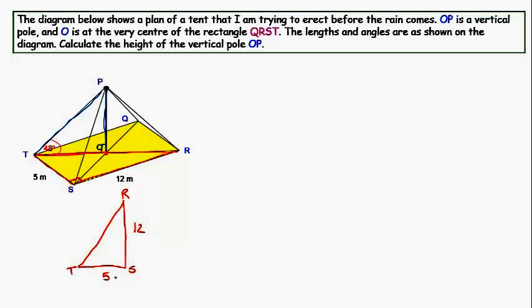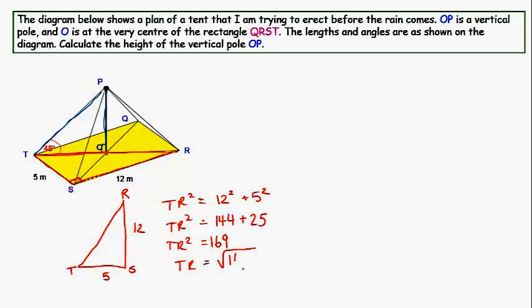Okay, so for this one, we just need to use Pythagoras theorem because we know the length of the 2 sides. So we know that TR squared is going to be equal to 12 squared plus 5 squared. That gives me 144 plus 25, or 169. And then to work out TR on its own, I take the square root of 169. So that gives me a length of 13 meters. Okay, so from T to R is 13 meters. That means that from T to O is half of that, 6.5 meters. So now I can use that to work this out.